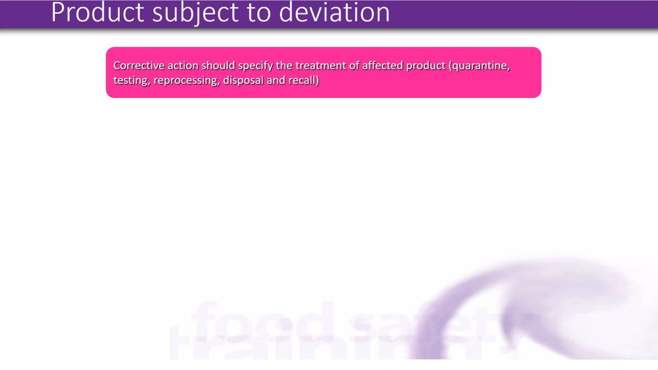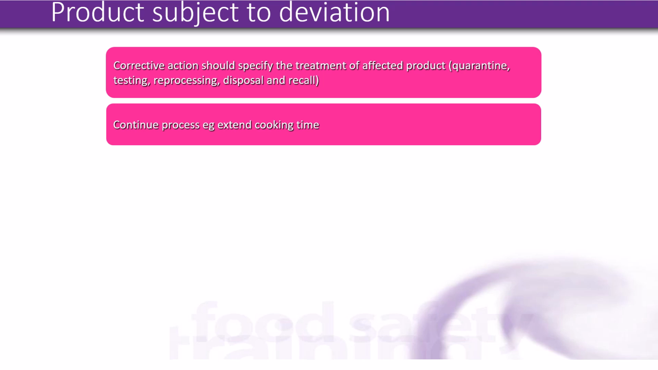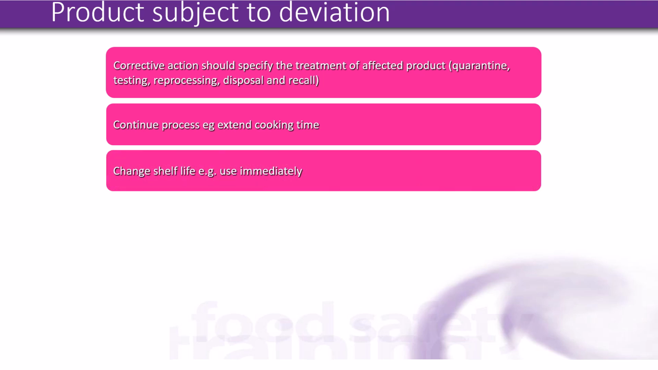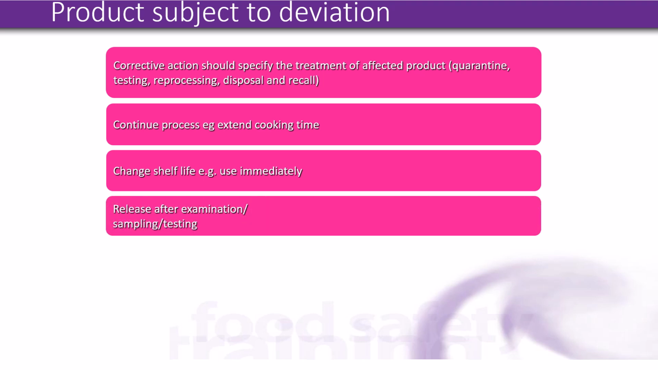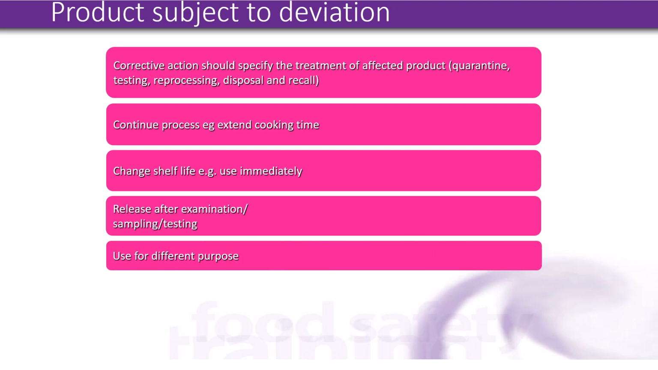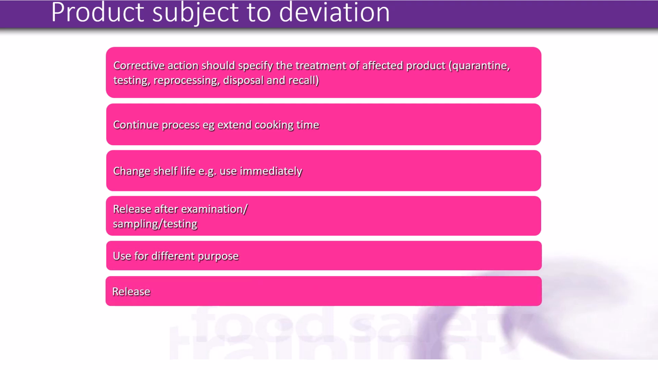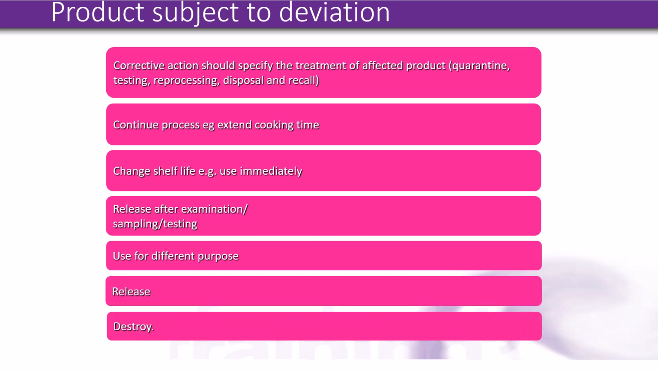Product subject to deviation. Corrective action should specify the treatment of affected product, whether it needs to be quarantined, tested, reprocessed, disposed of, or recalled. Continue the process, for example, extend the cooking time. Change shelf life, for example, use immediately. Release after examination, sampling, and testing. Use for a different purpose. Release or destroy.